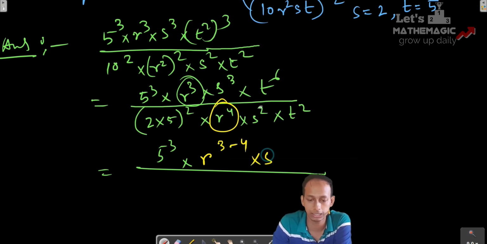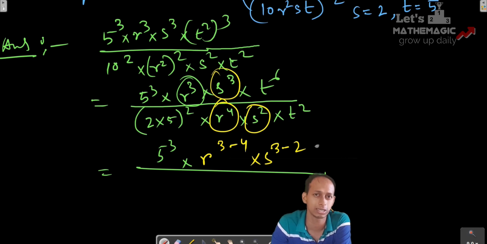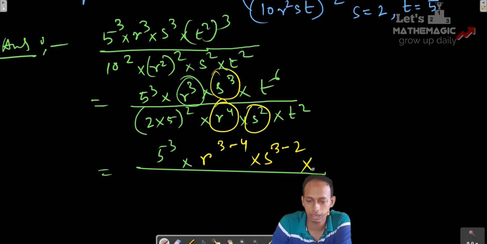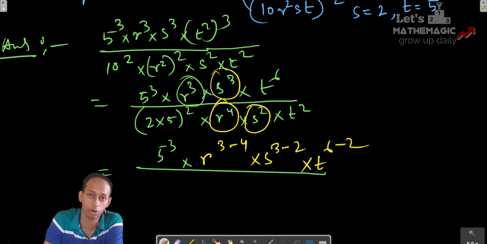Then we can see it's s cube and s squared, so what we do is 3 minus 2, right? I hope all of you are getting all these things. If there is any problem in between the video, please students comment down below so that I can understand all those things and I can make the video based on that. Next one, it's t to the power 6 minus 2. I hope all of you have got it.